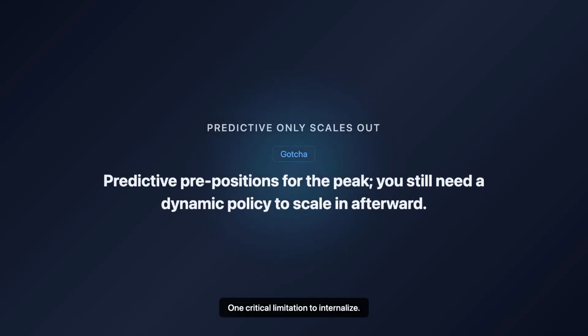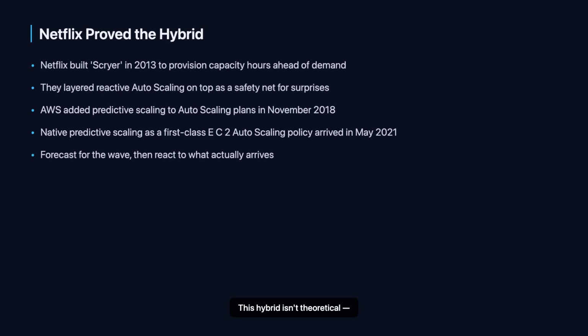One critical limitation to internalize. Predictive scaling only ever scales out. It pre-positions capacity for the coming peak, but it will not remove instances once the peak passes. So predictive scaling never works alone. You pair it with a dynamic policy, usually target tracking, to handle the scale-in. Predictive forecasts the wave and gets you ready. Target tracking cleans up afterward and trims capacity back down. And when both are active, the group always uses the larger of what any policy asks for, so you're never under-provisioned. This hybrid isn't theoretical.